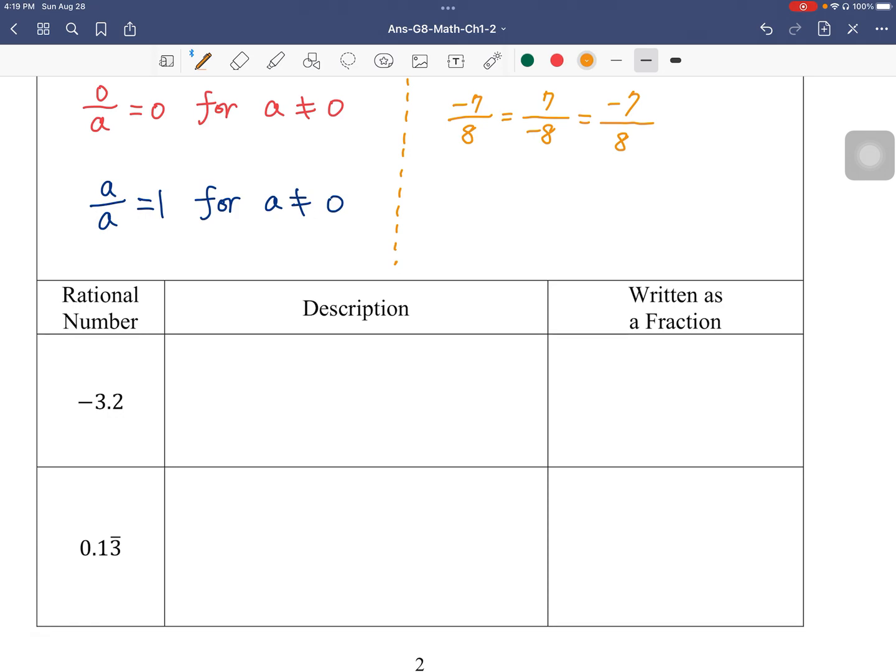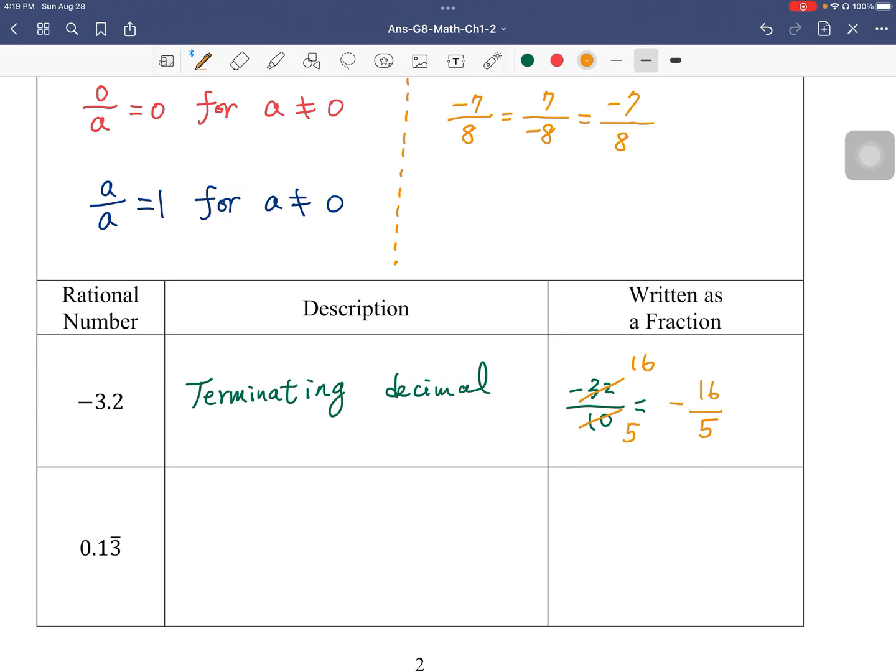And how do I write a rational number as a fraction? A rational number is a decimal, and a decimal that doesn't repeat, we call a terminating decimal. When a terminating decimal is written as a fraction, we just do negative 3.2 as 32 over 10, and I start simplifying, dividing by 2 top and bottom, so negative 16 over 5.